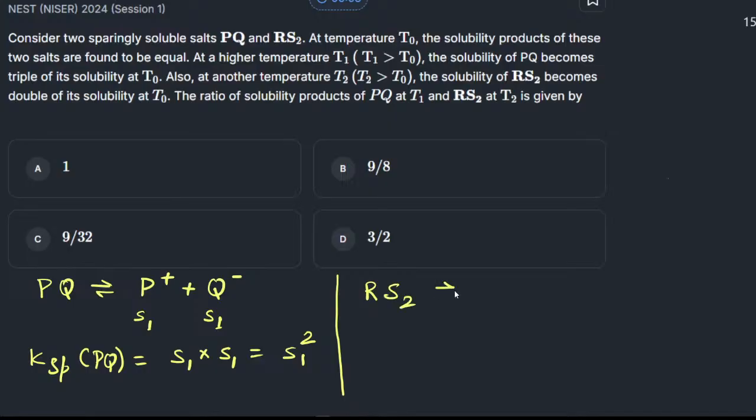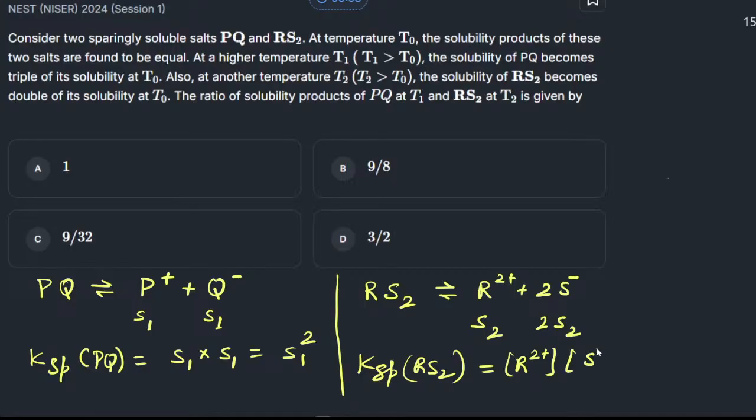Now RS2 means it has R2 plus and 2S negative. So the solubility of R2 plus is S2, and S negative is 2S2. So Ksp of RS2 is equal to R2 plus raised to power 1 times S negative raised to power 2, meaning S2 into 2S2 raised to power 2. So it becomes 4S2 cube.